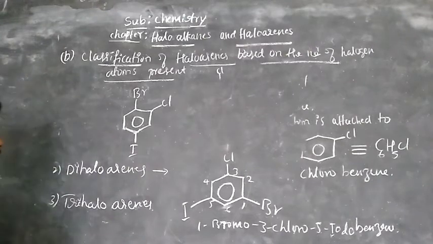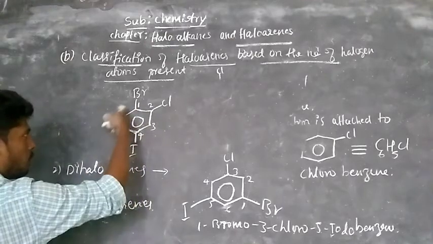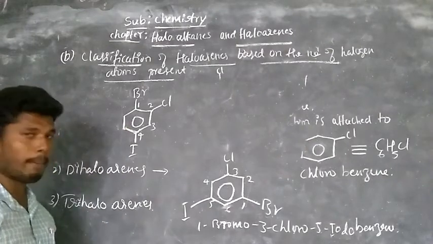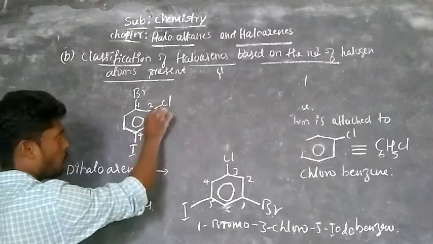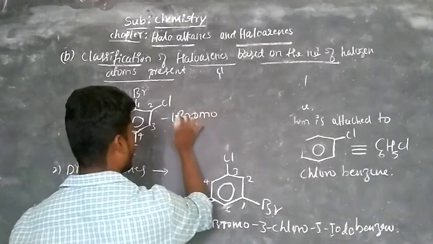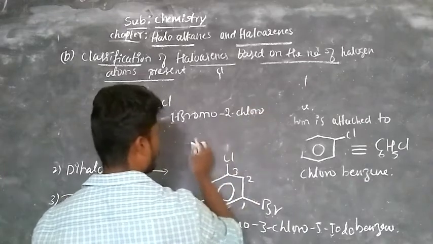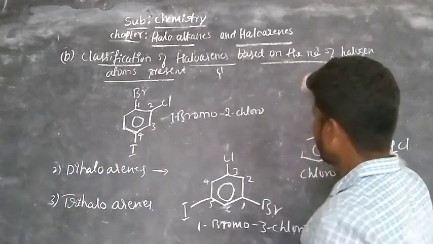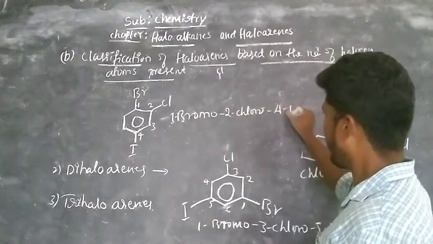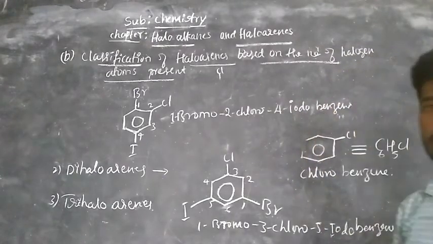Now give the numbers 1, 2, 3, 4. In this way only we can give. Don't number in the other direction, because the substituent should get the lowest locants. In this order only you can give the numbers. For this one, it is 1-bromo-2-chloro-4-iodobenzene. The name should be written in one line only: 1-bromo-2-chloro-4-iodobenzene.